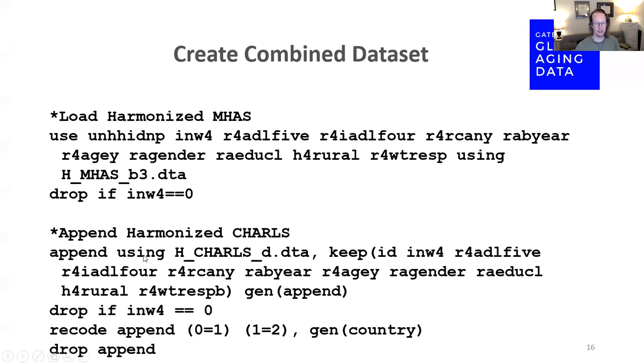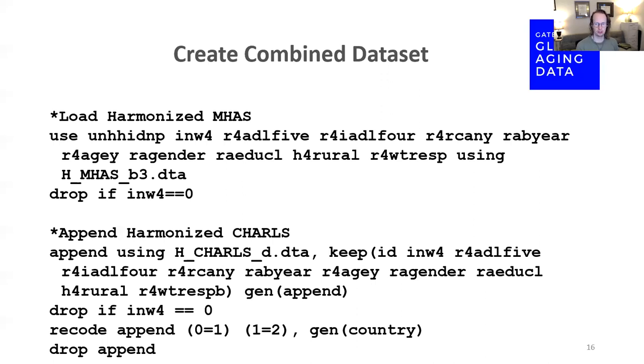So we can say append using the harmonized CHARLS version D data, which is the latest version of the harmonized CHARLS. Then we're going to use the option of keep, and here we're going to list the variables we want to pull out of the harmonized CHARLS. You can see in both of these steps, with the harmonized MHAS and the harmonized CHARLS, that we don't just load the whole data set.